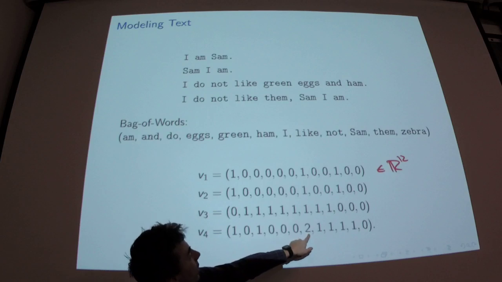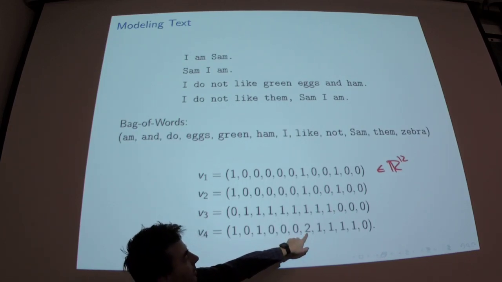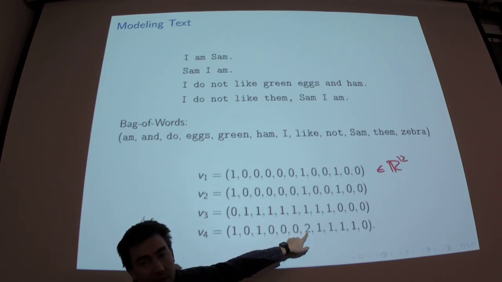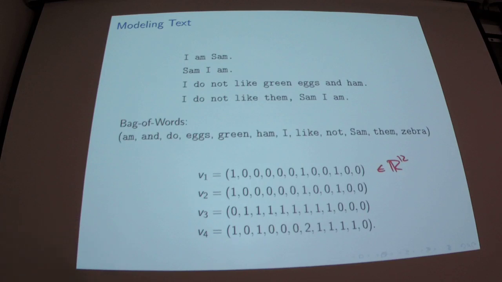So the longer sentences, the longer documents end up having more non-zero entries in their vectors. And if a word occurs more than once, like this one, which occurred twice in this last document, I put a 2 here. I think in the notes I said you might not count it twice. Usually you would count it twice in this representation. There are some instances where you won't, but in general you would. So I'm going to fix that in the lecture notes.